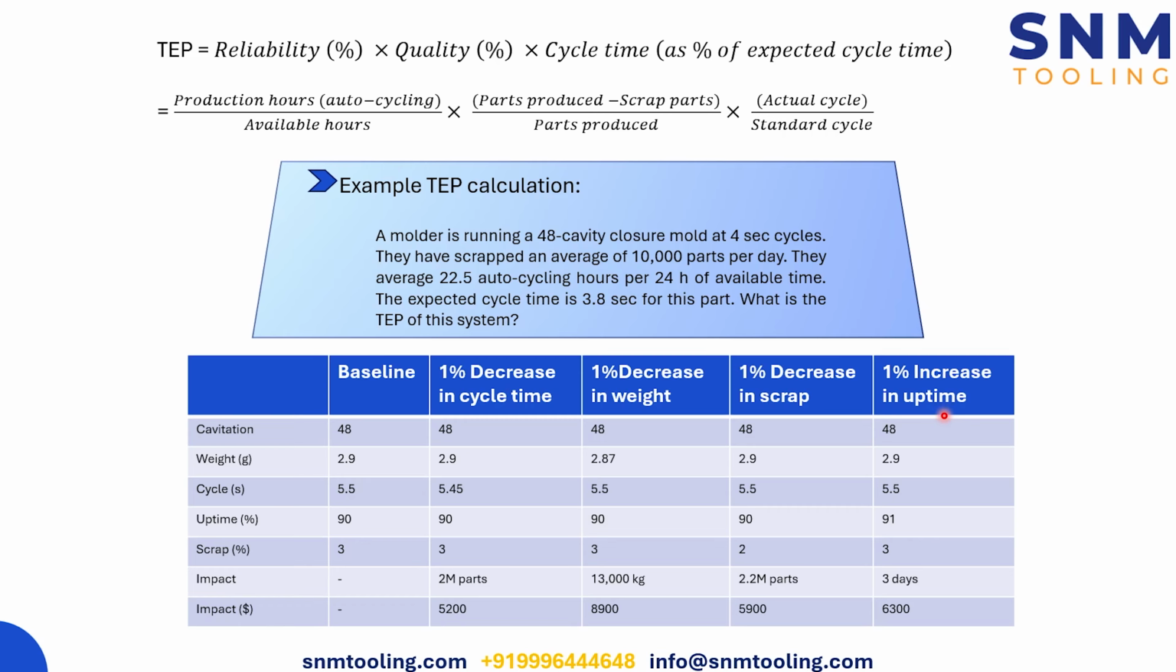Lastly, 1% increase in uptime. If it was 90%, now it's 91%, and everything's going to remain the same. The impact will be 3 days. Just imagine there will be a saving of 3 days, right? And again, the cost saving will be 6,300. By 3 days, we mean the uptime or the time for which the mold will remain active or will continue to produce parts will be increased by 3 days. So this is how 1% change in certain important parameters can impact when it comes to cost saving.